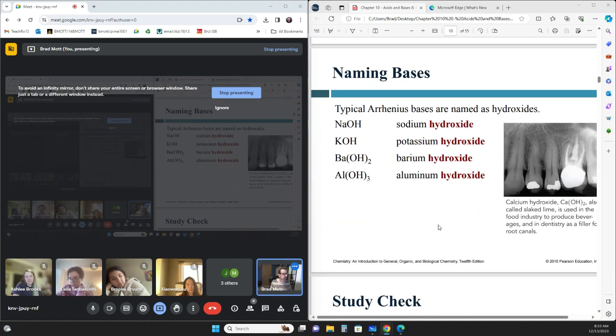Okay, so that should look familiar. I'm assuming probably more familiar to you than to me. So they just named hydroxides most of the time: sodium hydroxide, potassium hydroxide, barium hydroxide, and aluminum hydroxide. And that's calcium hydroxide being used as a filler in root canals. I think that's a filling, right? Correct me if I'm wrong.